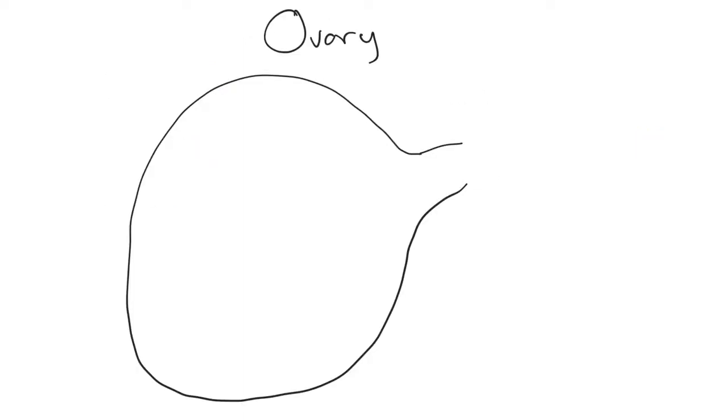To understand what's going on, you first have to understand some of the anatomy. The ovary is the female gonad. The gonad is the general term for where the gametes are made. So this is our female gonad.